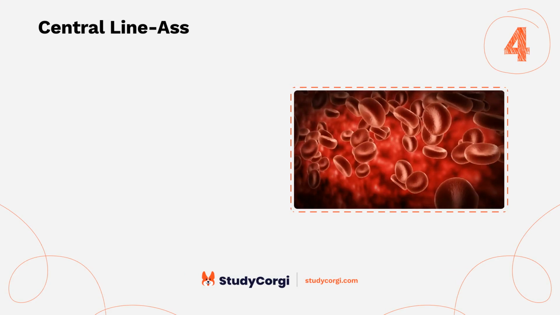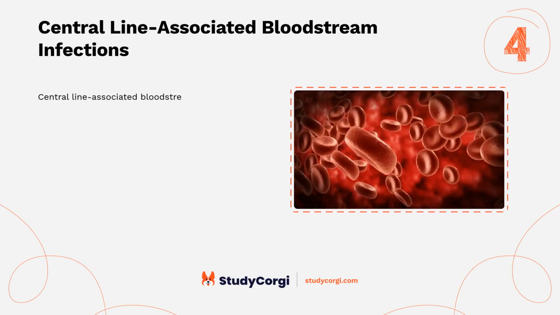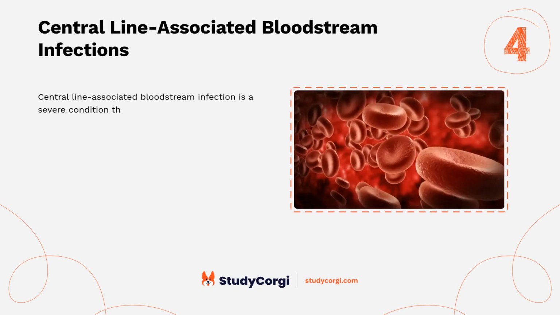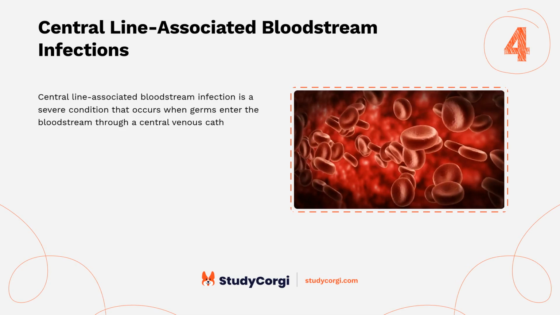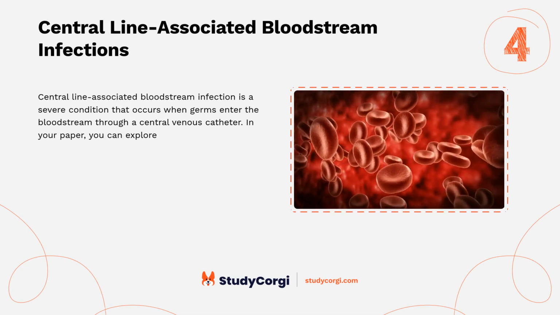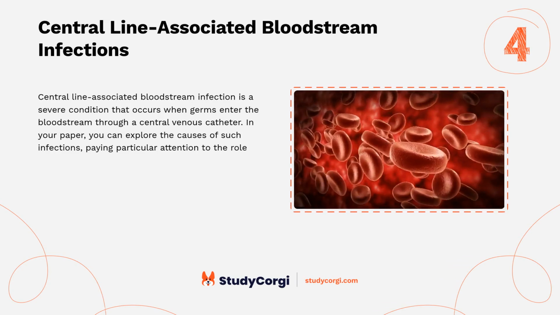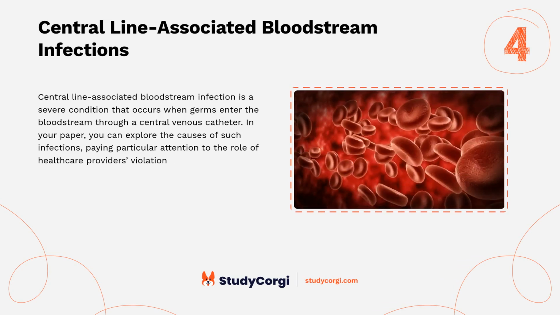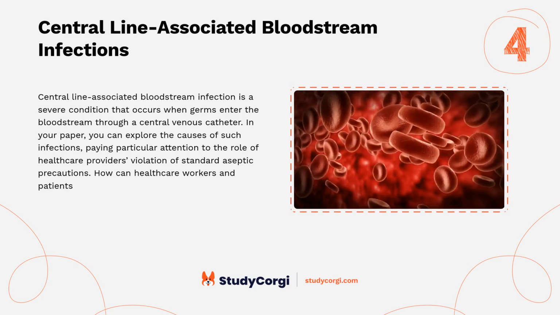Central line-associated bloodstream infections. Central line-associated bloodstream infection is a severe condition that occurs when germs enter the bloodstream through a central venous catheter. In your paper, you can explore the causes of such infections, paying particular attention to the role of healthcare providers' violation of standard aseptic precautions. How can healthcare workers and patients prevent these infections?